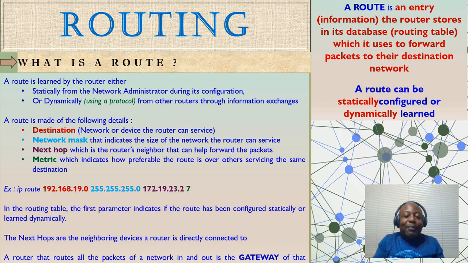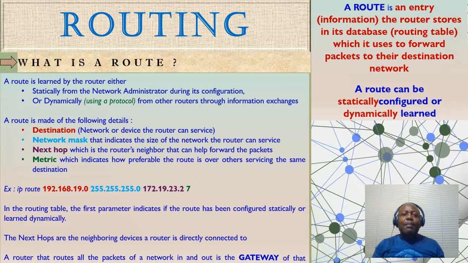And in the routing table, the first parameter is going to indicate whether the route is statically configured or learned dynamically, because we're going to see in the other videos how we can use protocols to learn routes dynamically. And the next hops are the neighbors of the router. So when you are setting routes in a router, you should hand the packets to the neighbor that knows how to reach the destination.